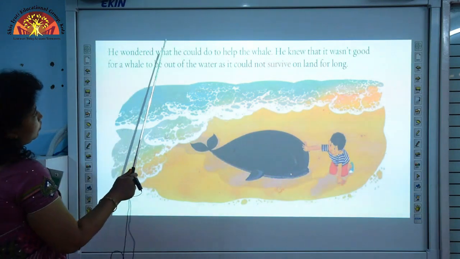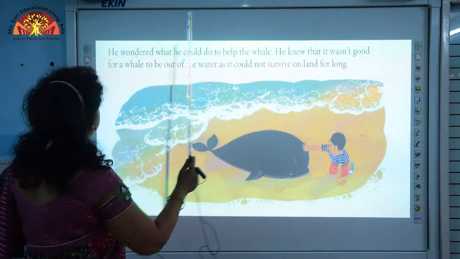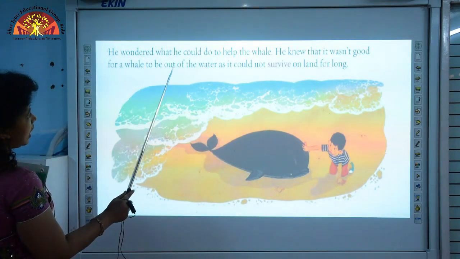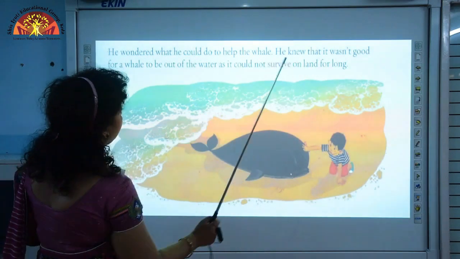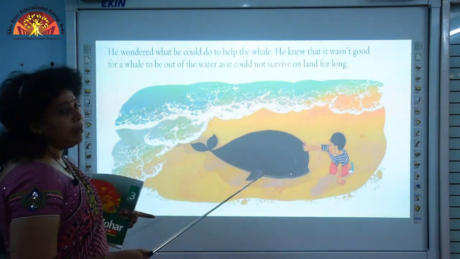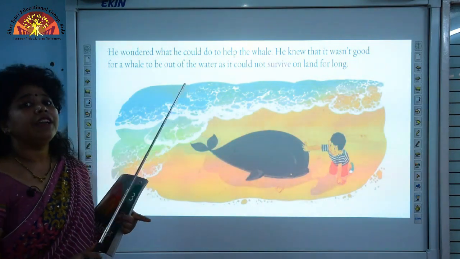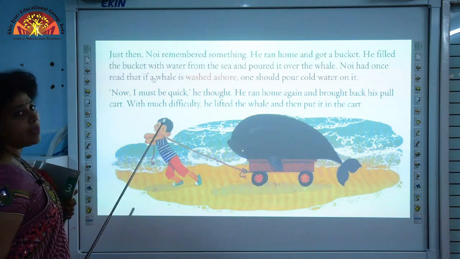He wondered what he could do to help the whale. He knew that it wasn't good for a whale to be out of the water as it could not survive on land for long. So Noe knew that the baby whale would die soon if it did not get back to water. Just then Noe remembered something.